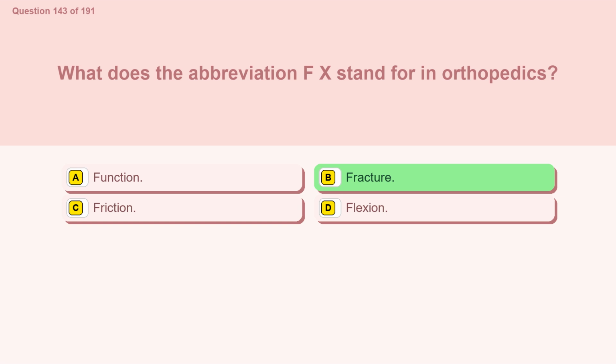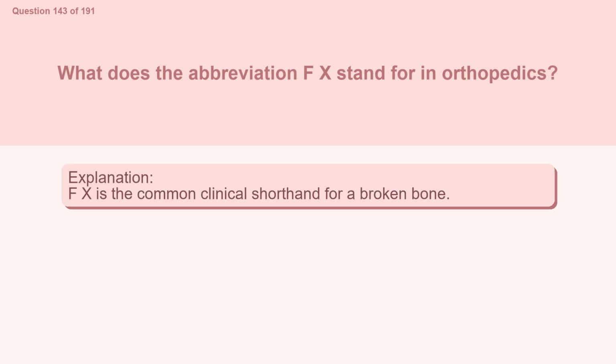The correct answer is option B, fracture. FX is the common clinical shorthand for a broken bone.